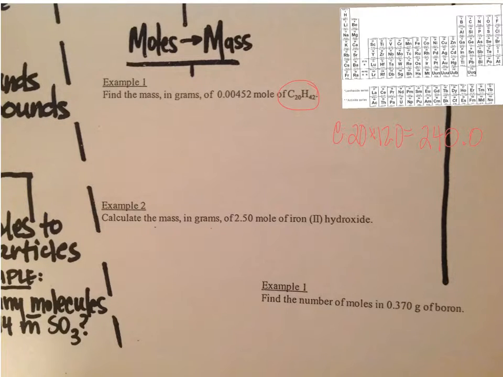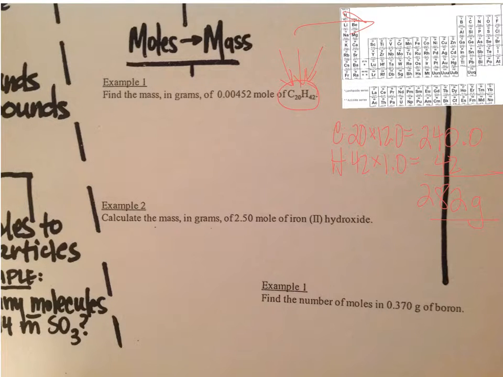Then we have hydrogen, and there are 42. Each of them is 1.0, so that is 42, for a grand total of 282. And we put that in grams, and that is the molar mass. All it is, is all the atomic masses of all of the different components added together. So let's look at how we do these problems.